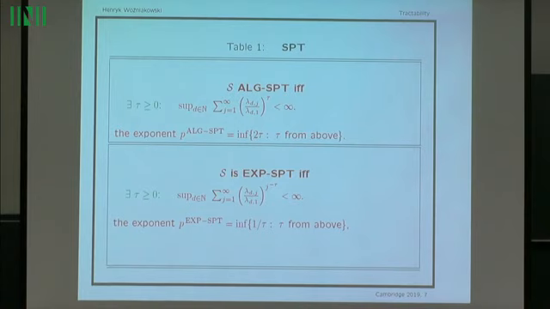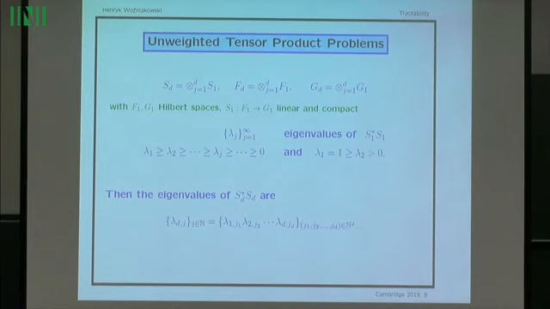Now, if we switch to the exponential tractability, then the condition is different. Namely, we need to assume, because it's if and only if, that the sum of the normalized eigenvalues raised to the power j to minus tau is finite for all d. And again, the exponent is 1 over tau, where tau is the smallest possible number satisfying this bound. So that means we know what we have to assume in terms of eigenvalues to get strong polynomial tractability for the algebraic and for the exponential case. Okay, now let me specify this result for some specific problems. So I will take unweighted tensor product problems first.